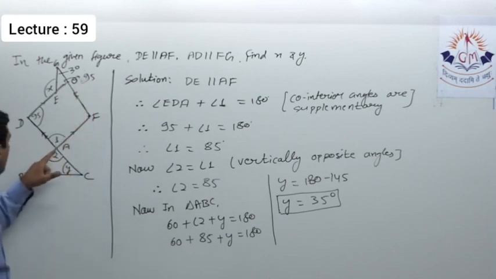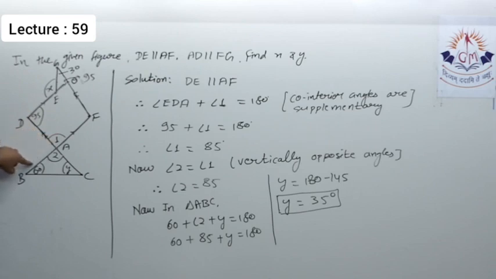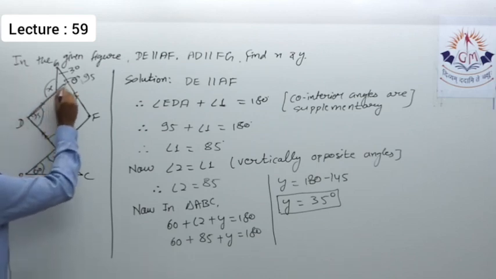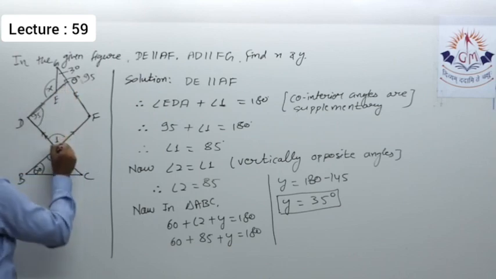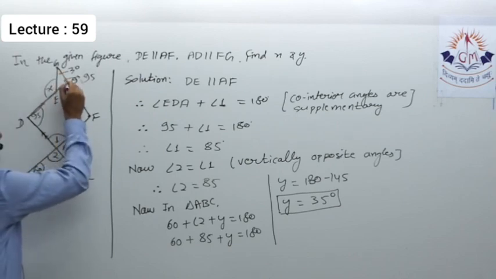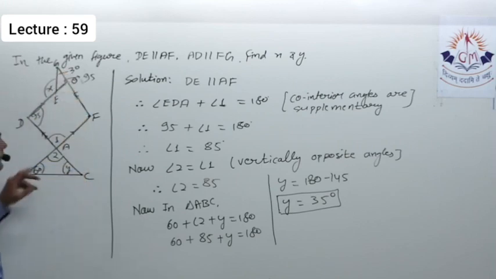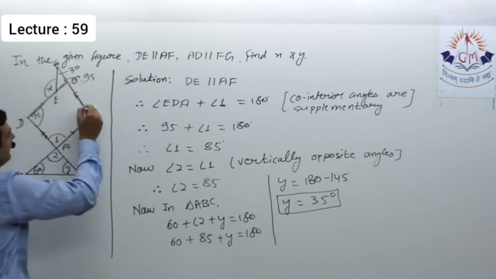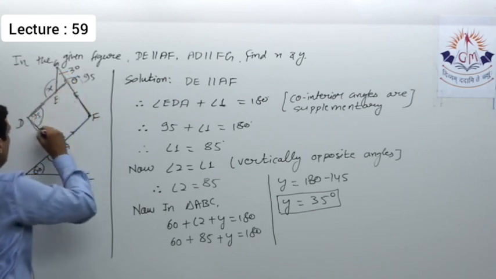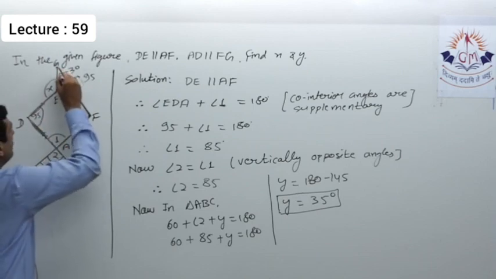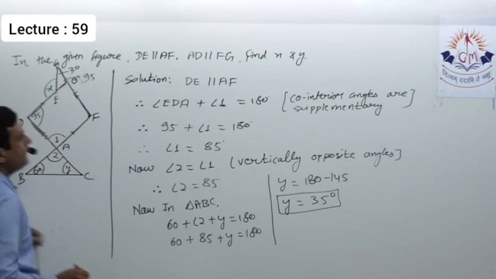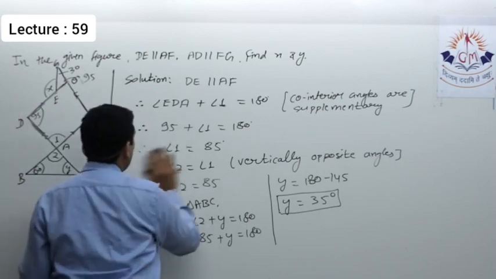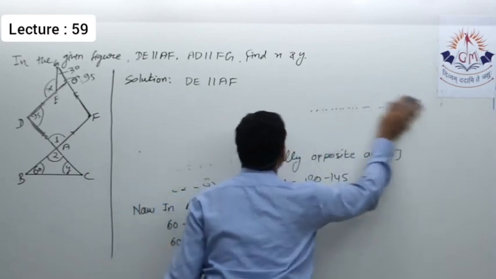It is given that DE is parallel to AF. If I say DE parallel AF, it means DQ parallel AF. It is also given that FG is parallel to DA. FG parallel DA, so I can say GQ parallel DA. So these two will be alternate interior angles. Okay, let me give you the solution that will be helpful for you.